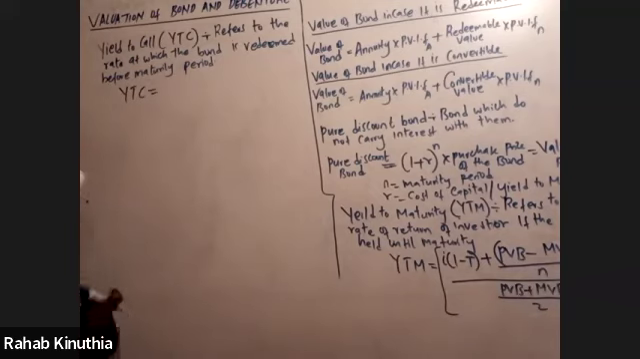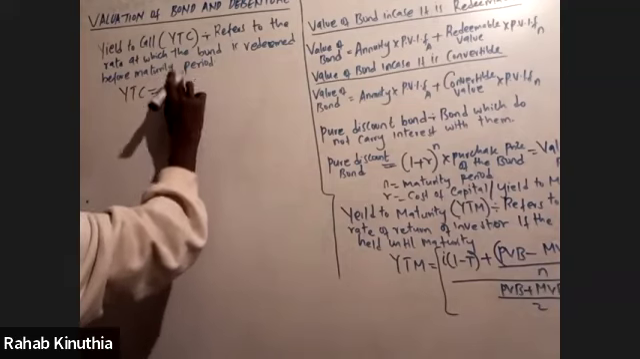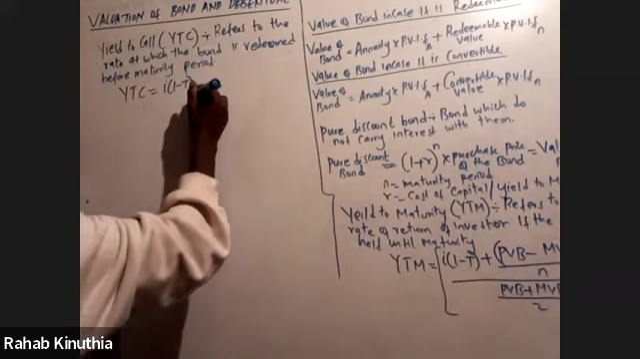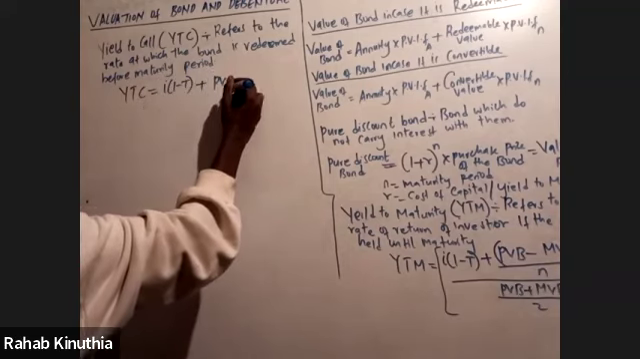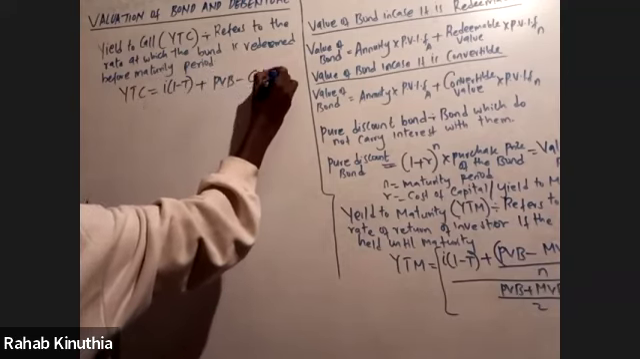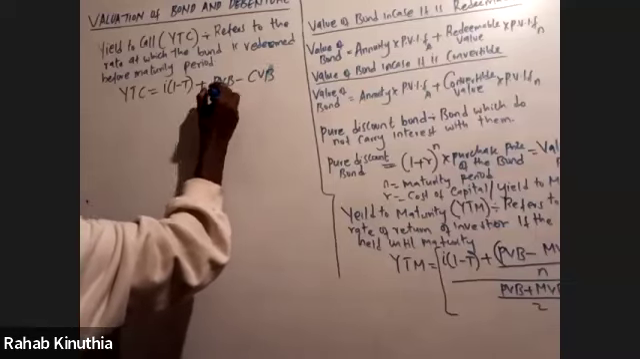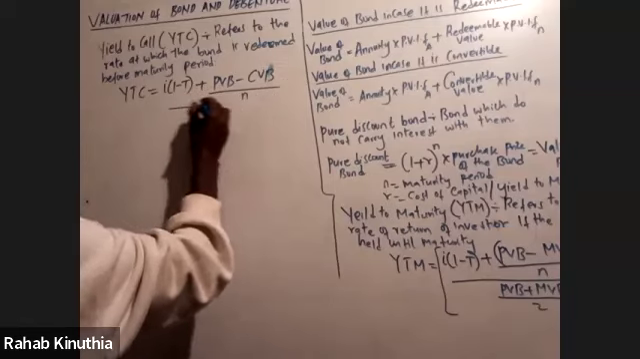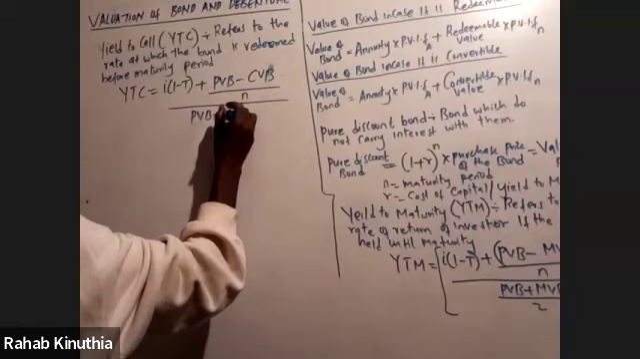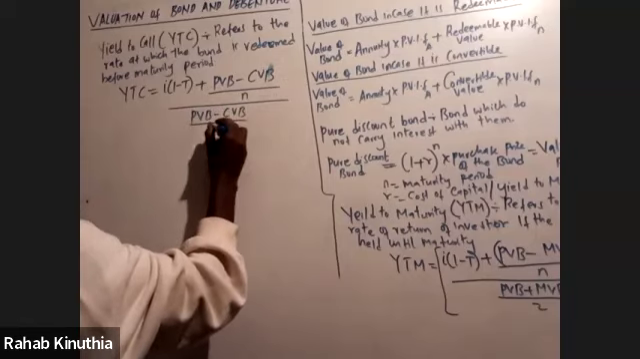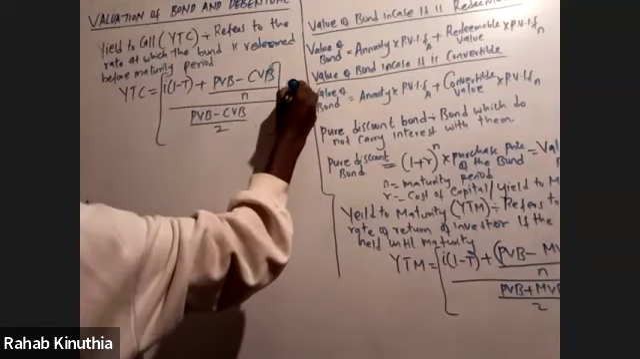This is the formula: I times 1 minus T, plus par value of the bond minus CVB, the callable value, divided by N, over PVB plus CVB divided by 2. Then everything shall be multiplied by 100.